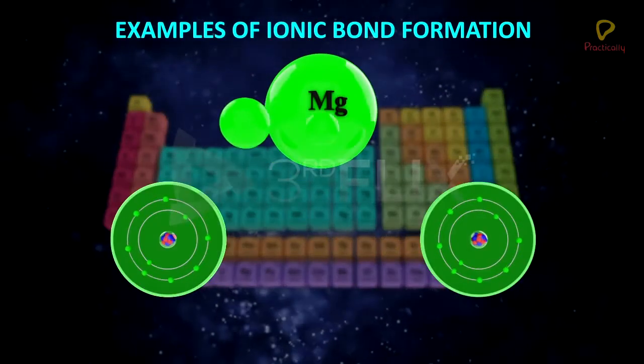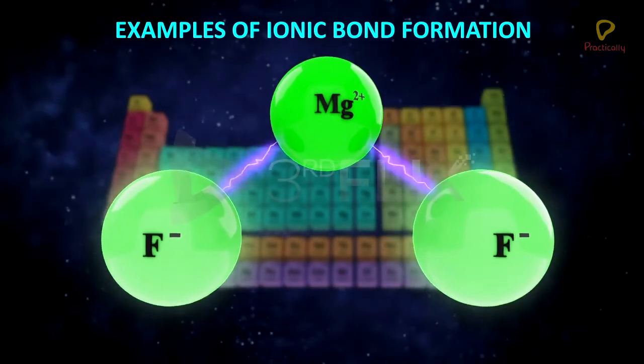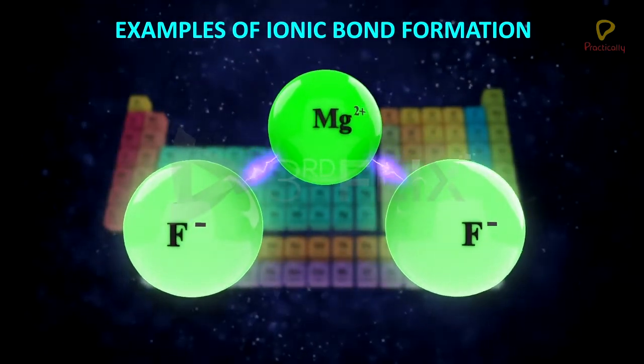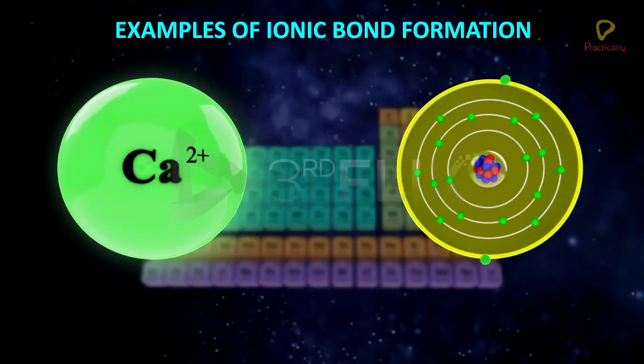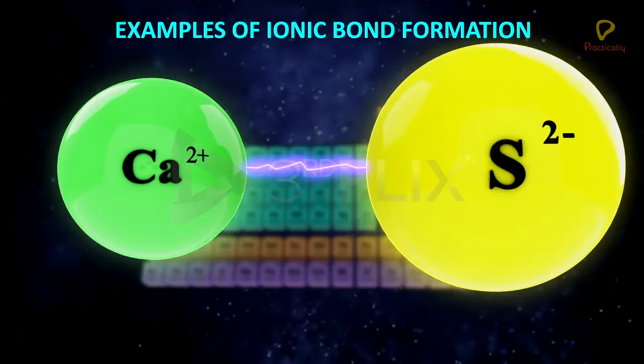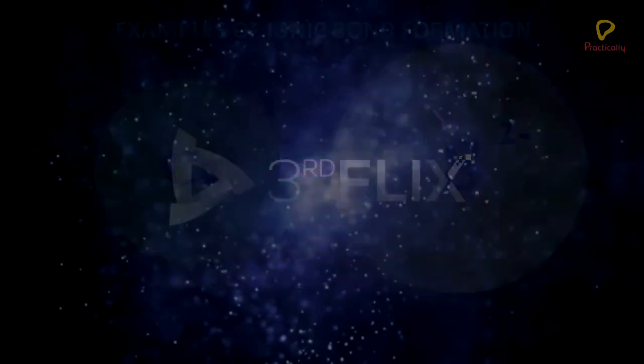2 electrons are transferred from 1 magnesium atom to 2 fluorine atoms, and magnesium fluoride is formed. Complete transfer of 2 electrons from calcium atom to sulfur atom takes place during the formation of calcium sulfide.